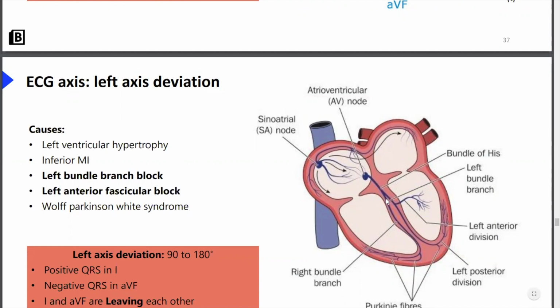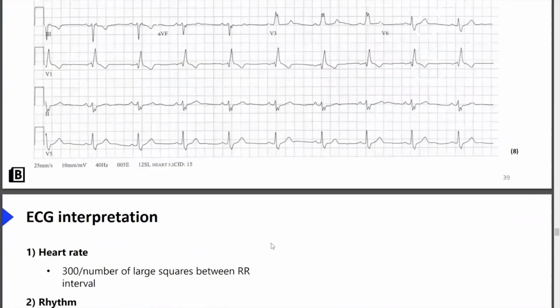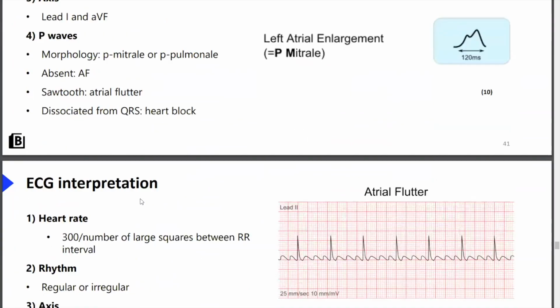Basically, normally you have quick depolarization of both sides. But in bundle branch block, because one of the bundles is a bit blocked, one side depolarizes quickly and the other side depolarizes slowly, and that widens your QRS, because the QRS represents ventricular depolarization. And if ventricular depolarization is delayed, then the QRS is widened.